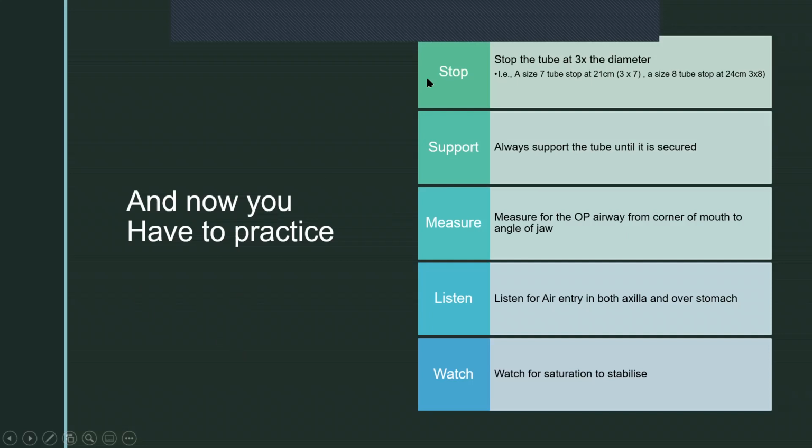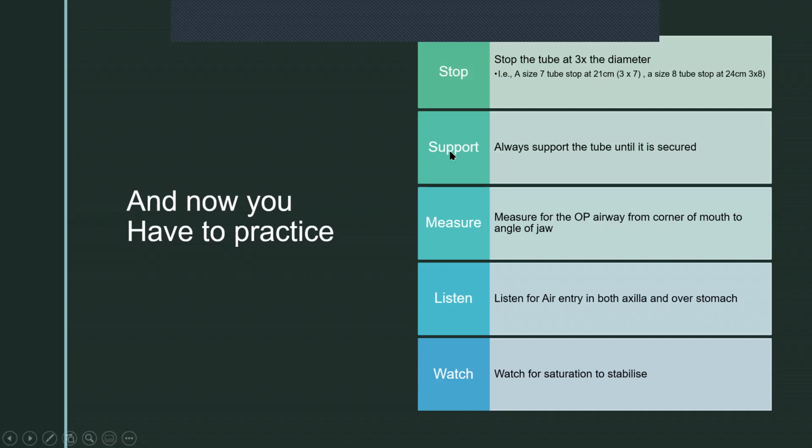So the question is, when do you stop your tube? These are things you can just keep in mind. You stop the tube at 3 times the diameter. So to give you an example, a size 7 tube, you stop it at 21 centimeters, 3 times 7. So you go into 21. If you have a size 8 tube, 24 centimeters. You have a size 6 tube, very good, 18 centimeters, right? Okay, I'm not going to do size 5 tube now.